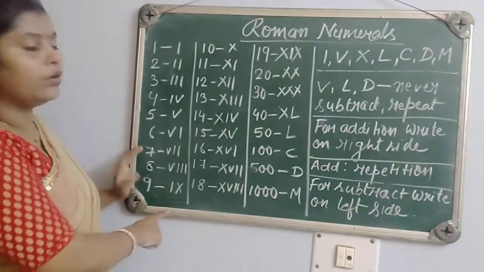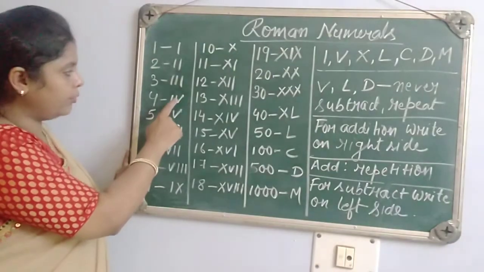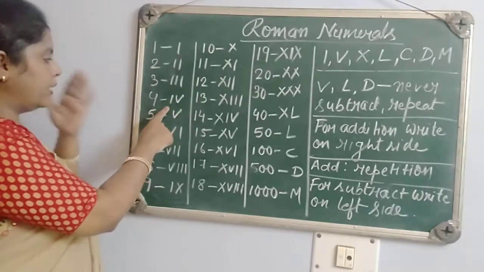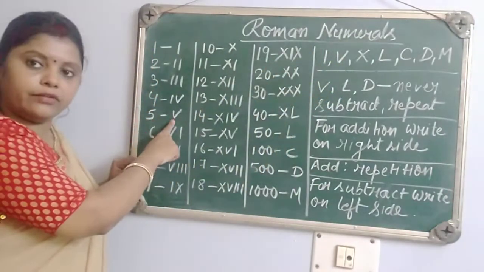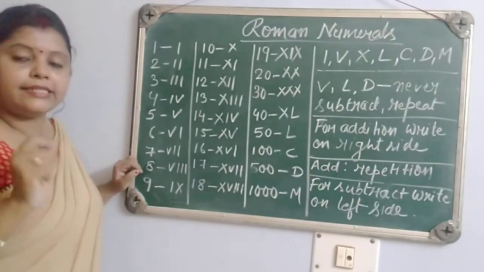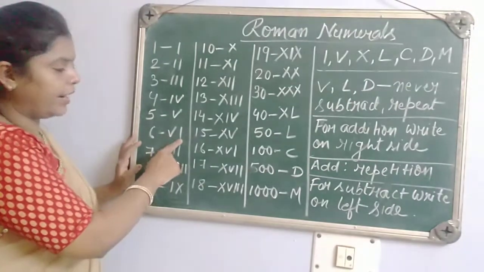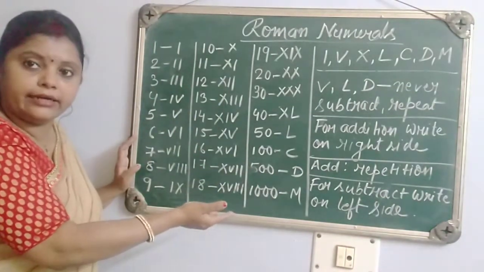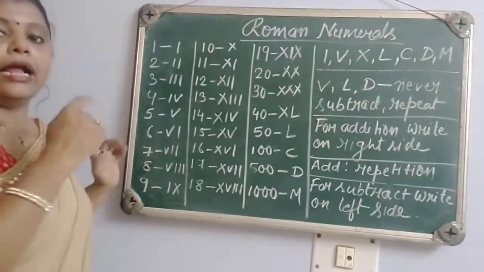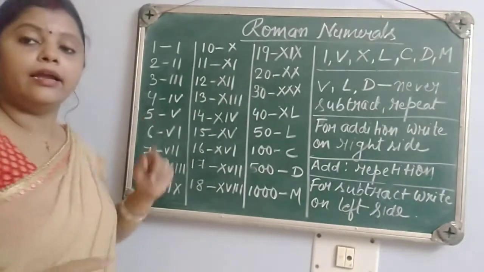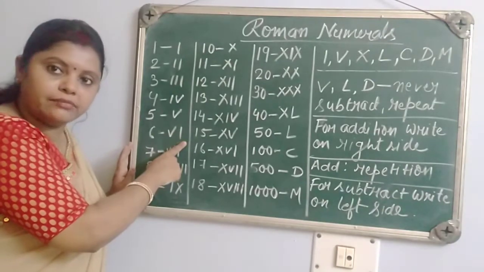Now just check how 4 is written. For 4, I have written I and V. It becomes 4 because from 5 we have subtracted 1. Now for 5, we already have one symbol, so I have just written that symbol. For 6, 6 means 5 plus 1, and for plus we write the smaller symbol on the right side. Remember, if you write the smaller symbol on the left side, it will be subtracted, and if you write the smaller symbol on the right side, it will be added. So 5 plus 1 became 6.